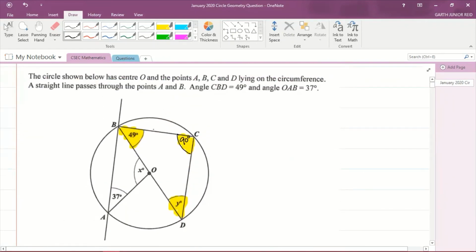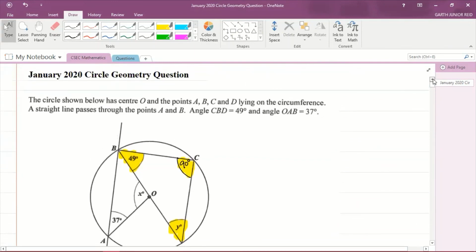Good. So we have now completed this question, the January 2020 question on circle geometry. I hope it was helpful.